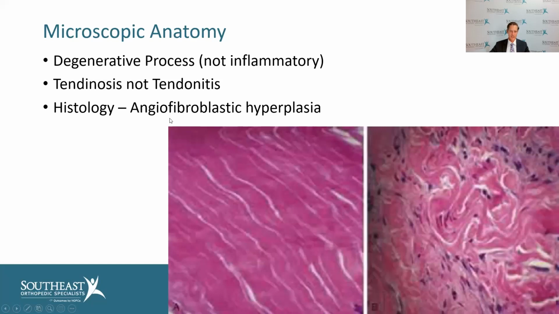And on the histology, the name for this is angiofibroblastic hyperplasia, which is not an important term to know, but it's a hallmark feature that we see in these torn and injured tendon fibers. So this is really more accurately called a tendinosis versus a tendinitis. It's an abnormality within the tendon. We think it's degenerative somewhat.